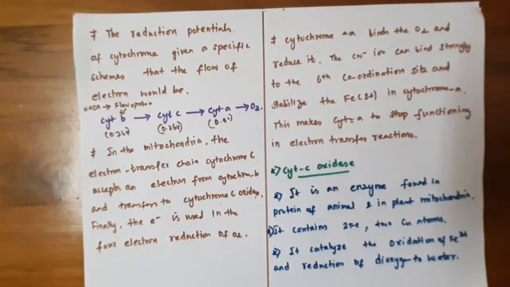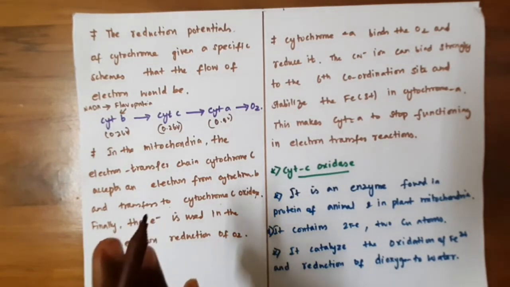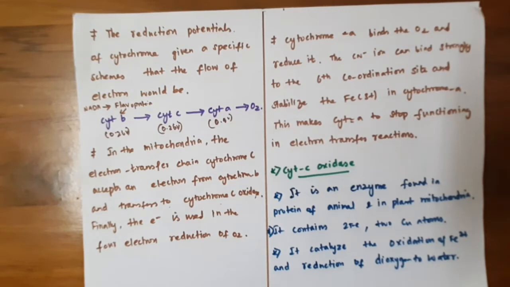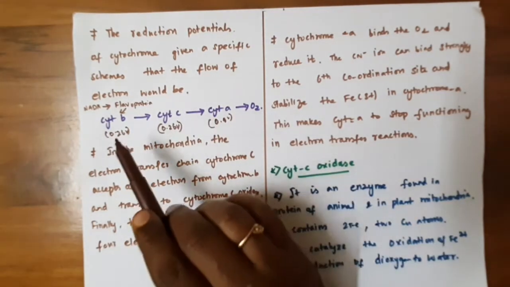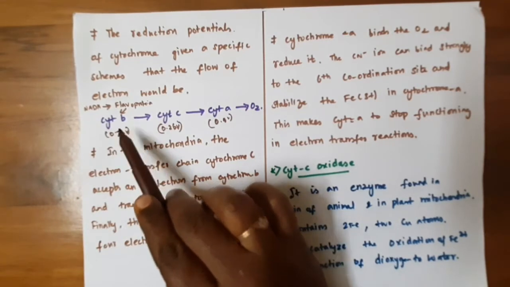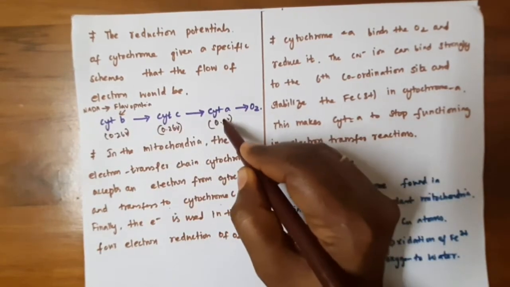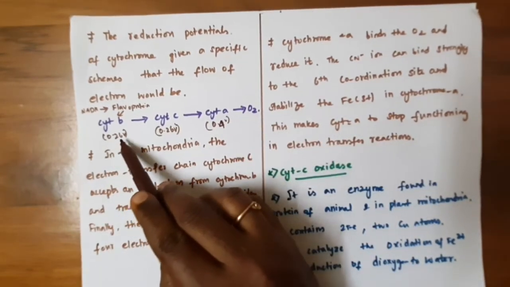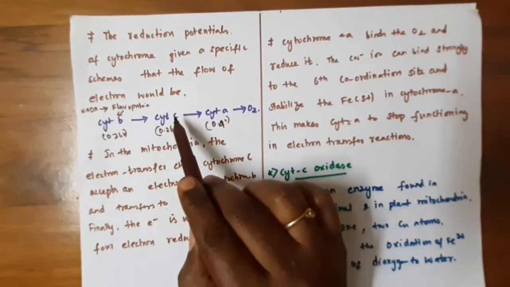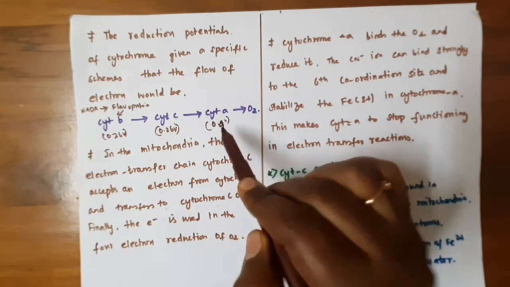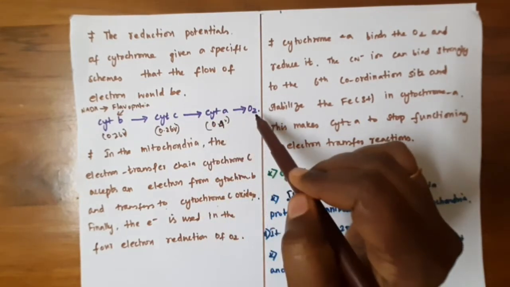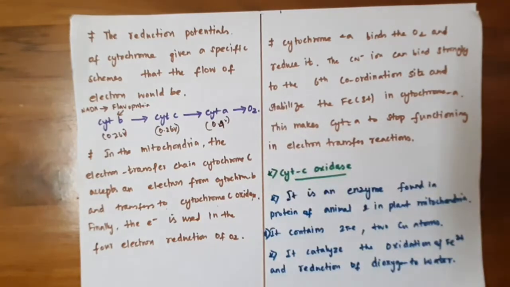As I told you already, the cytochrome is involved in the transfer of electrons in several electron transport chains. Based on the reduction potentials, we can write the scheme of the electron flow of the cytochromes. The electron flow is mainly from cytochrome B to cytochrome C and cytochrome A. Cytochrome B has a reduction potential of 0.26 volt, cytochrome C has 0.26 volt, and cytochrome A has the highest reduction potential, 0.4 volt. Finally cytochrome A binds oxygen and reduces this oxygen to a water molecule.